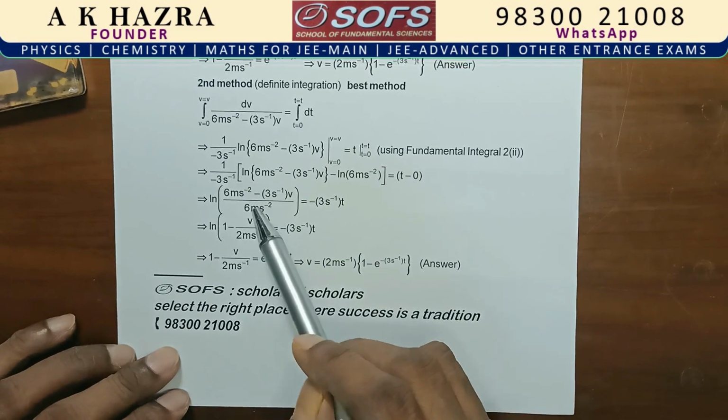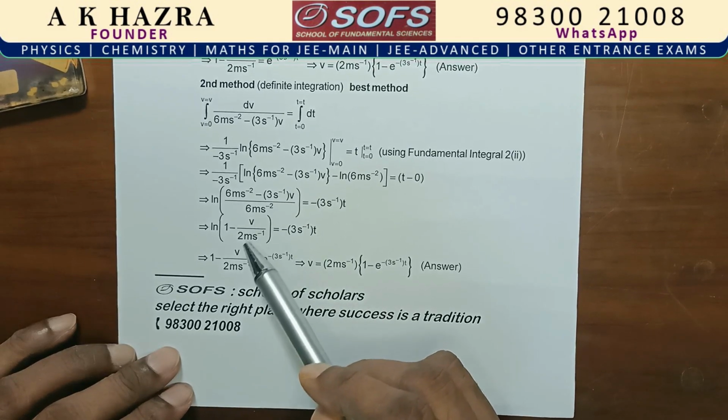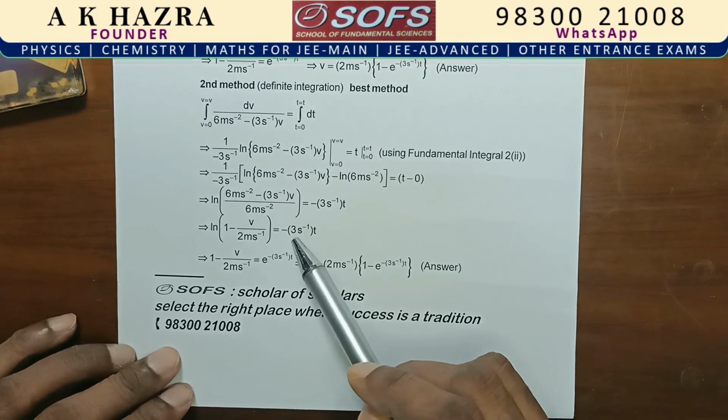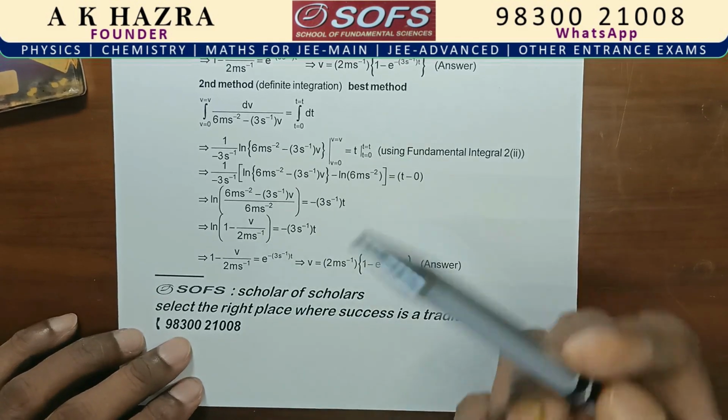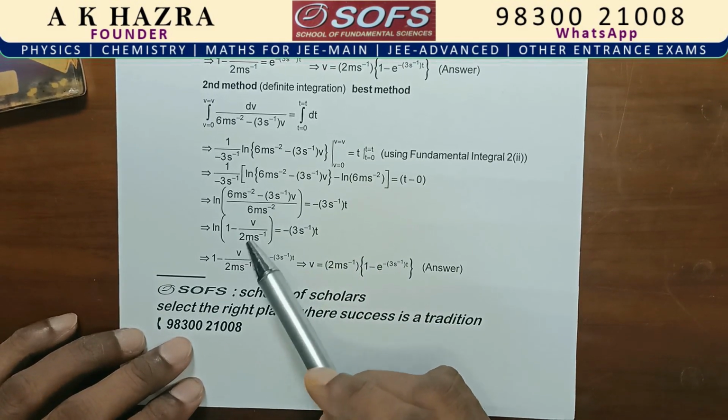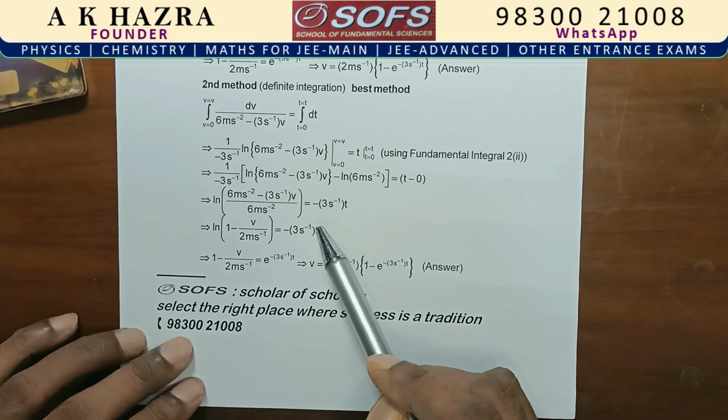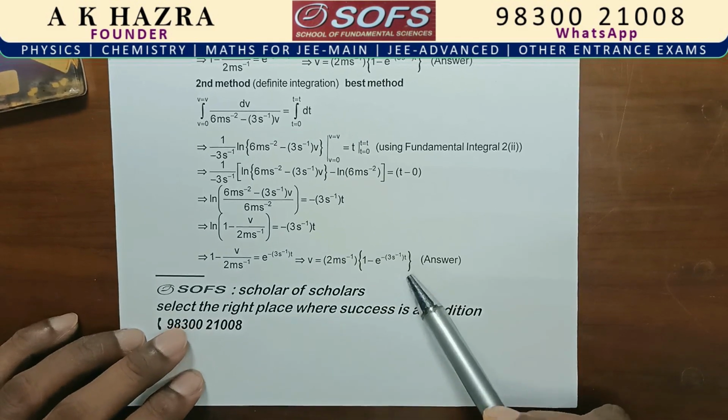Again the same as before: this by this gives 1 minus v by 2 meter per second, equal to minus 3 per second t. Again the same as before, 1 minus v by this equals e to the power of minus this. So this implies v is equal to this answer.